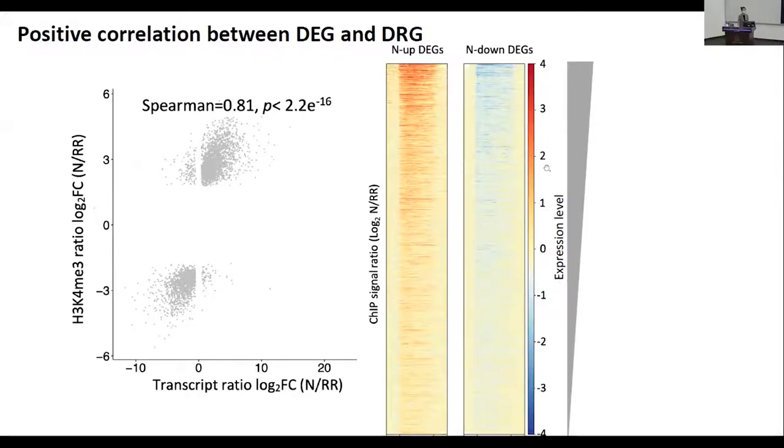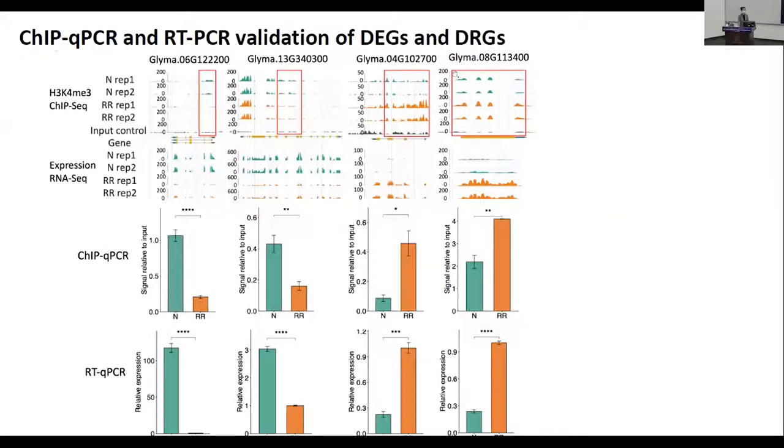And then the heat map here shows the ChIP signal level. A higher ChIP signal was correlated with higher gene expression. So from here, a positive correlation could be found between DEGs and DRGs. Then, to further prove our sequencing results, ChIP-qPCR and real-time qPCR validation was conducted on dozens of selected genes. Here only four representative genes are shown as an example.